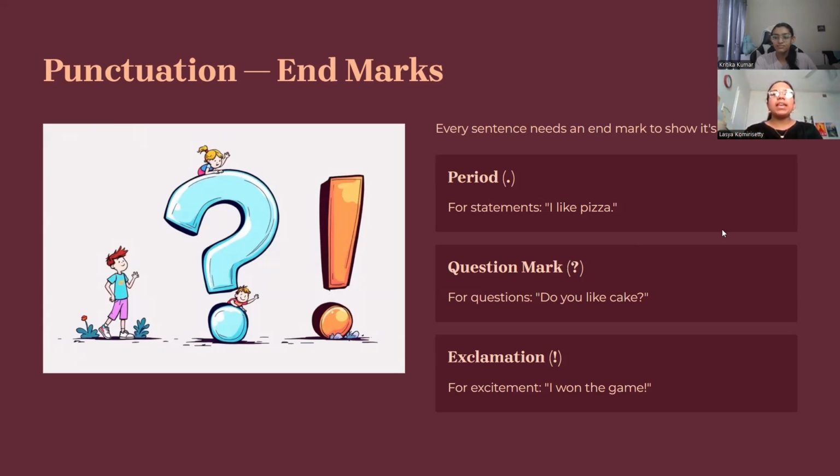And then we have an exclamation mark. These are used for showing excitement. So like, I won the game, guys. Like it's excited, right? The tone you say it in is like excitement. I won the game. Or I won first place in that game. So that's when you use an exclamation mark, and it's like a line and a dot. Yep, and I know that a couple of you might call a period a full stop, so it's the same thing. Don't worry about that.